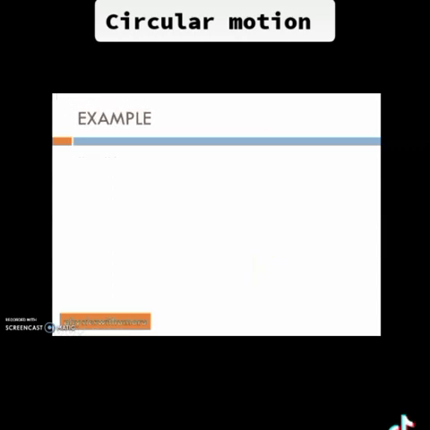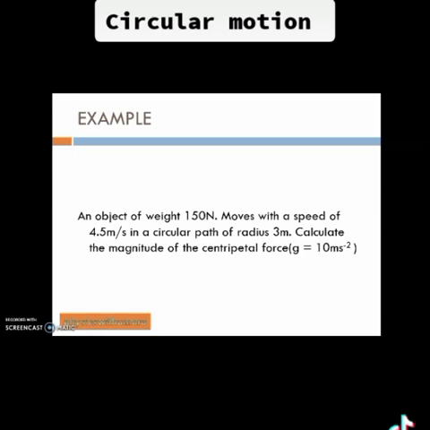Okay, let's look at an example. An object of weight 150 Newton moves with a speed of 4.5 meters per second in a circular path of radius 3 meters. Calculate the magnitude of the centripetal force, given the acceleration due to gravity, which is 10 meters per second squared.